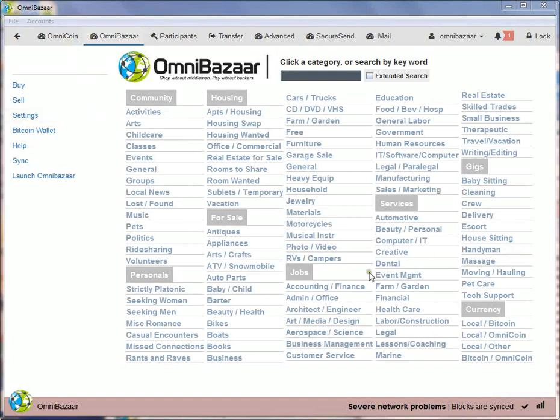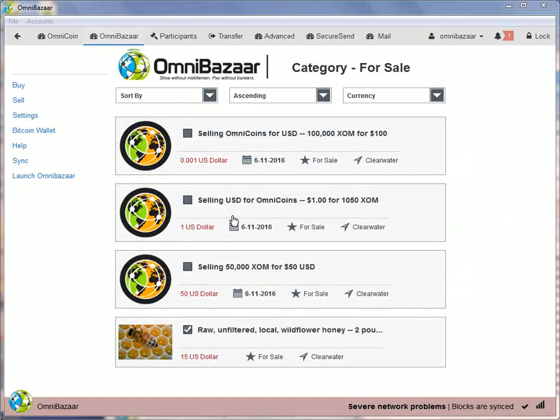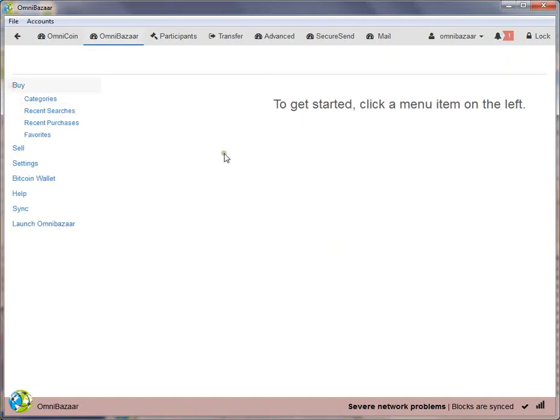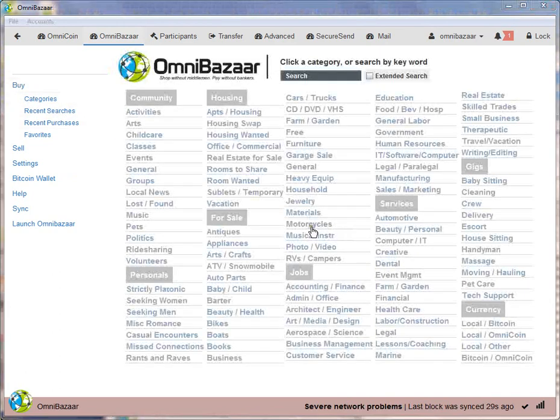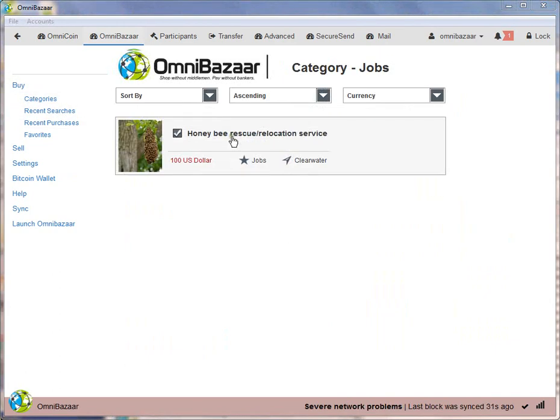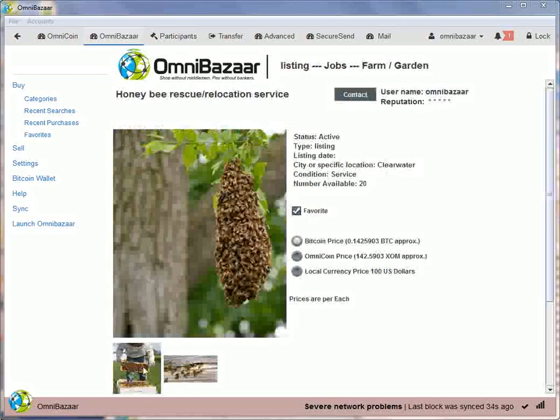So this is the basic shopping screen for OmniBazaar. Today we are connected to a particular node in our shopping network. This is a particular shop that has some test listings that we put up there, and we can see some of those just by clicking on some of these categories, and we can also see the detail of a listing simply by clicking on the listing.